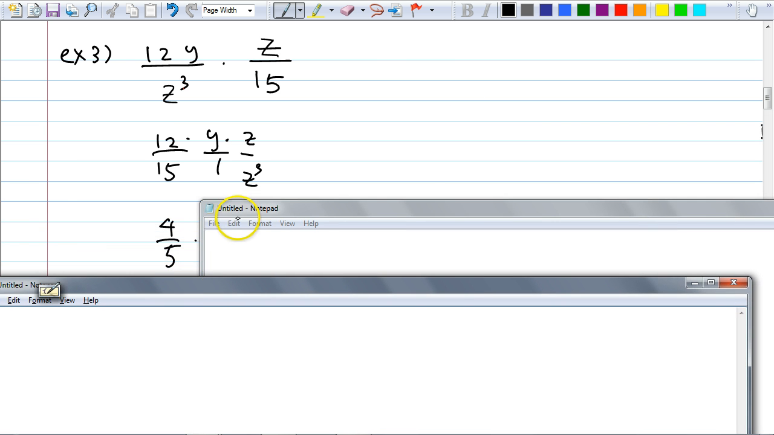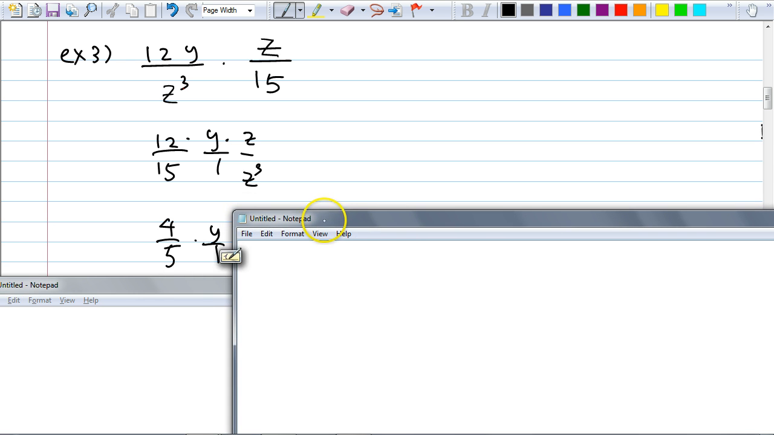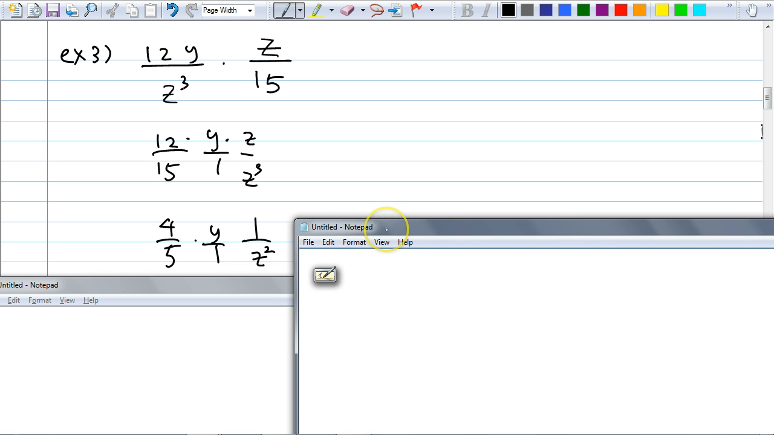Okay, then what about y over 1? I wrote y over 1 because at the end I'm going to put everything together as one fraction, right? Then, last one, Dakota. What's z over z to the third? Yeah, 1 over z squared, not negative. You just have z on the top and z to the third on the bottom, so you cancel them out, right?